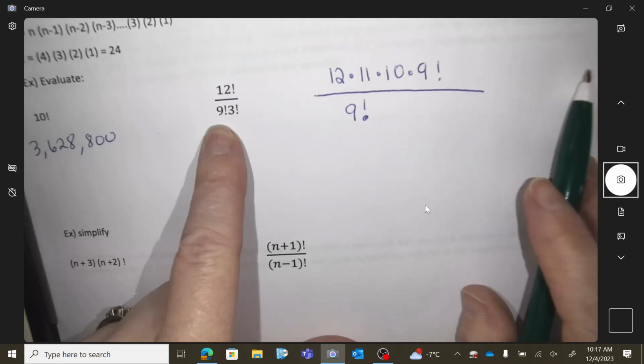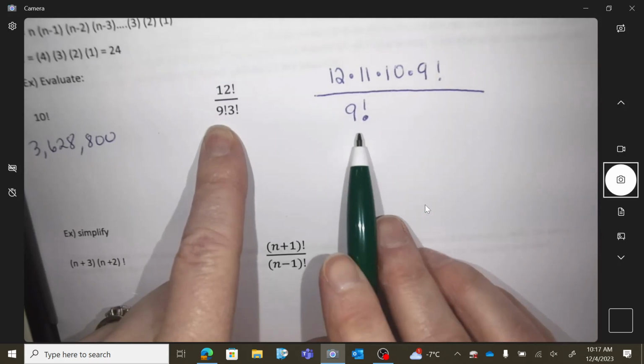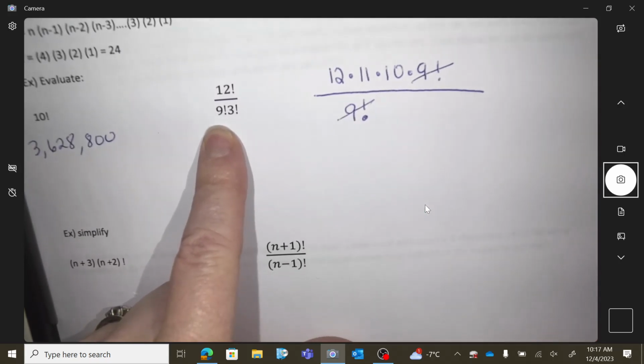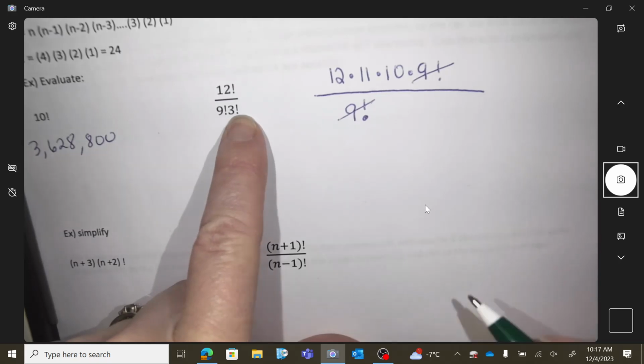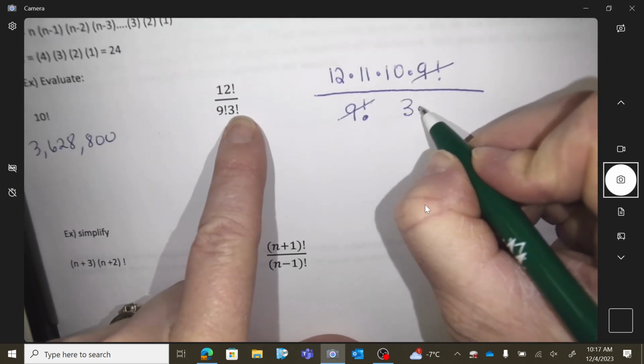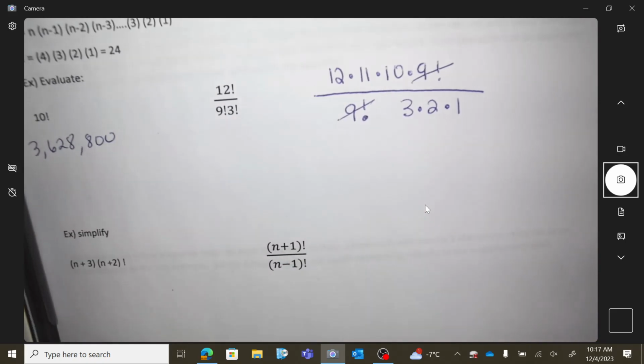So 9, 8, 7, 6, 5, 4, 3, 2, 1 on the top would cancel with the 9, 8, 7, 6, 5, 4, 3, 2, 1 there. But now there's a 3 factorial. So 3 times 2 times 1.